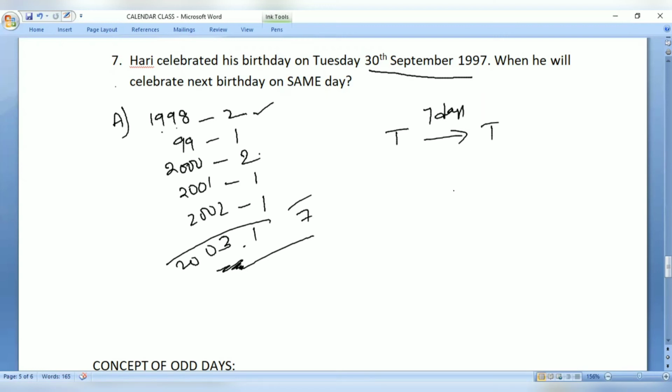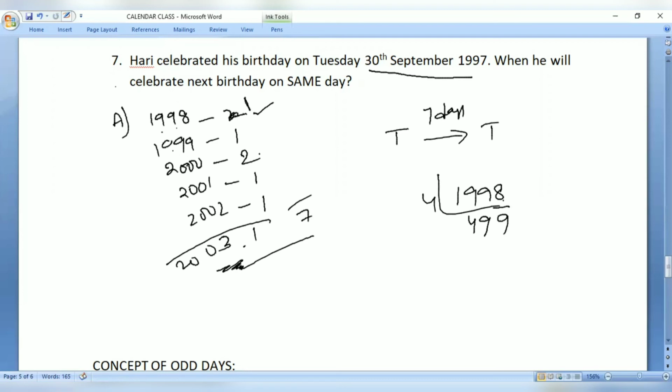1998, is it a leap year or not? 1998 when divided by 4, 4 fours are 16, 4 nines are 36, remainder 2. So definitely it is not a leap year, right? So it will be 1 odd day.